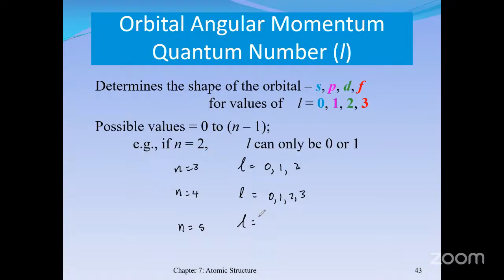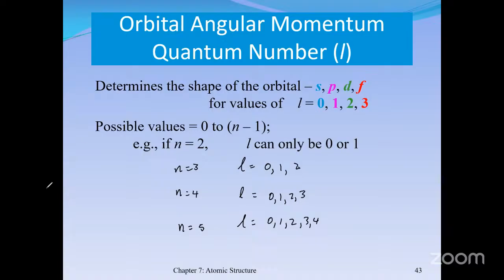We work from 0 to 4. 0, 1, 2, 3, and 4, and so on and so forth, right? So those are the L values, and the L values are correlated to the shapes of the orbitals, right? So basically, all orbitals that have an L value of 0 have a particular shape. All orbitals with an L value of 1 will have a different shape, and so on and so forth, all right?